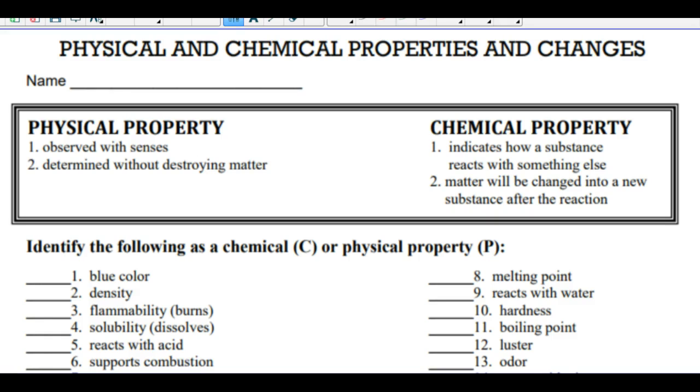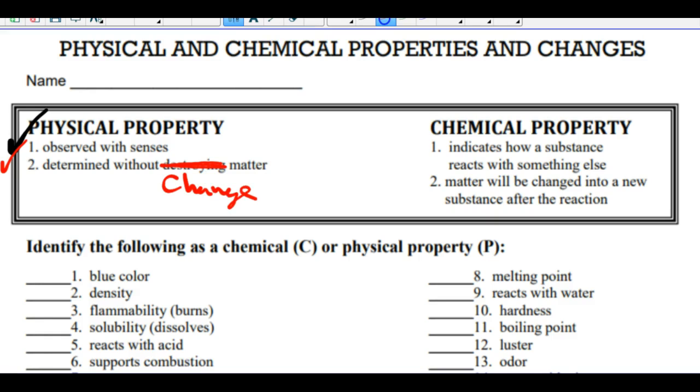So first off, you need to know what a physical property is. It's something you can observe with your senses, like you touch, taste, hear, those things. And then number 2 says determine without destroying matter. I don't really like that word. You cannot create or destroy matter, even in a chemical reaction or anything like that. So I will say changing.